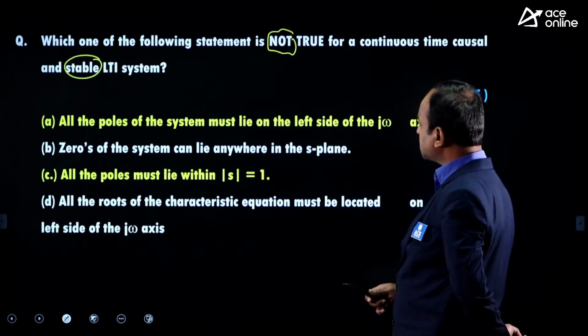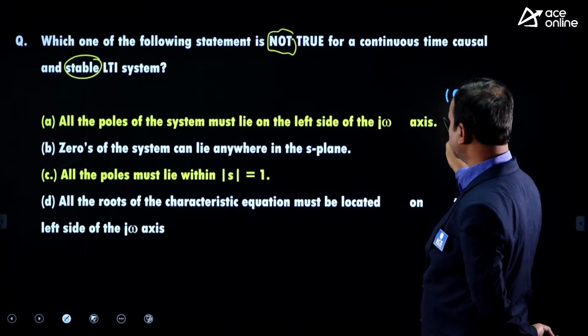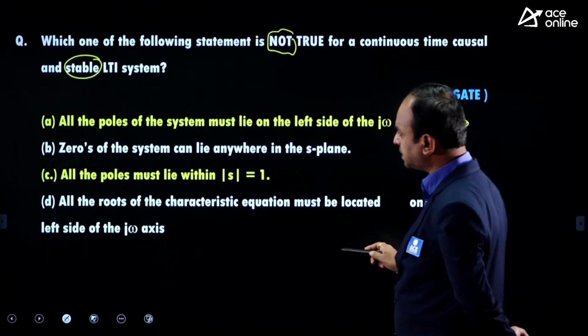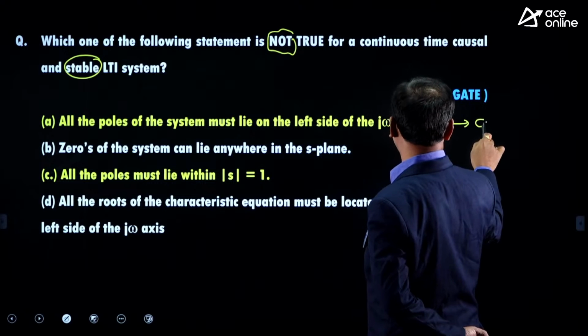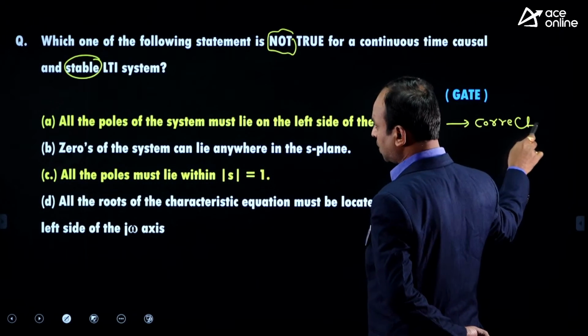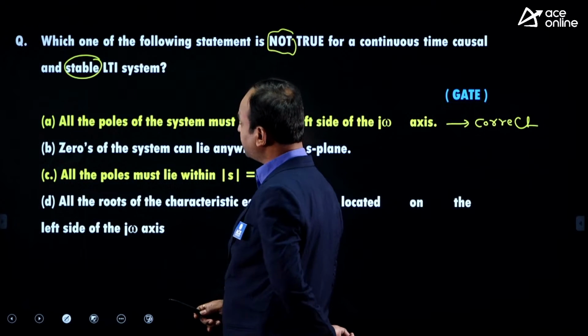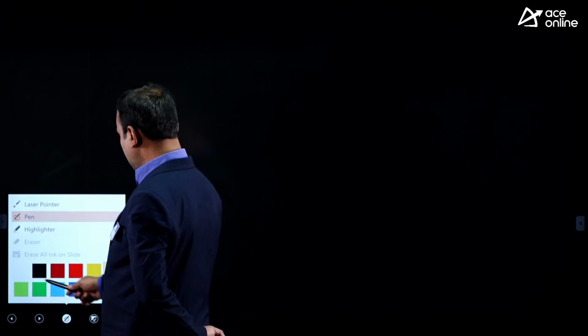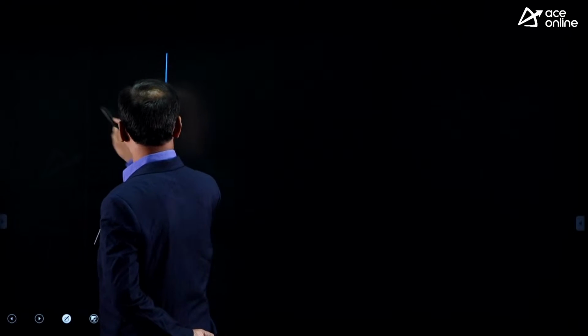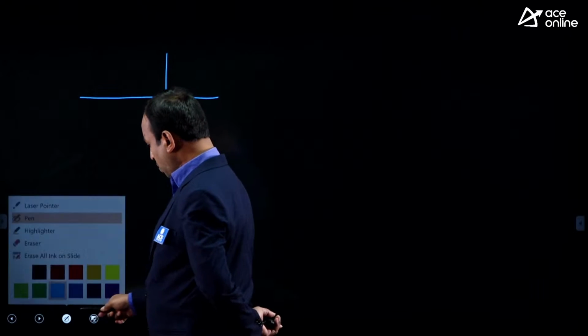Option A: all the poles of the system lie in the left half S plane. This statement is correct. Option B: zeros of the system can lie anywhere in the S plane. Dear students, stability is decided only by the location of the poles.